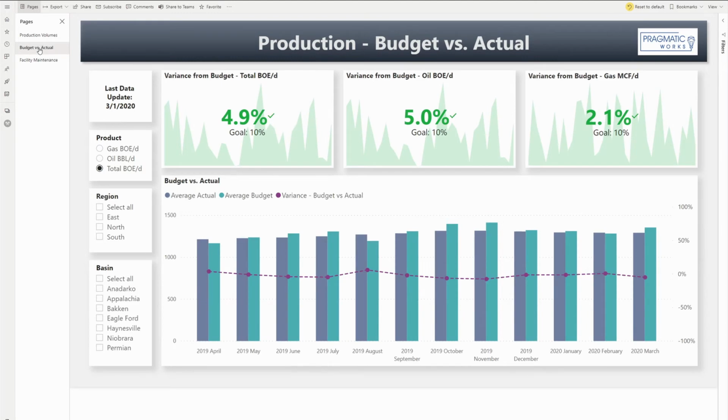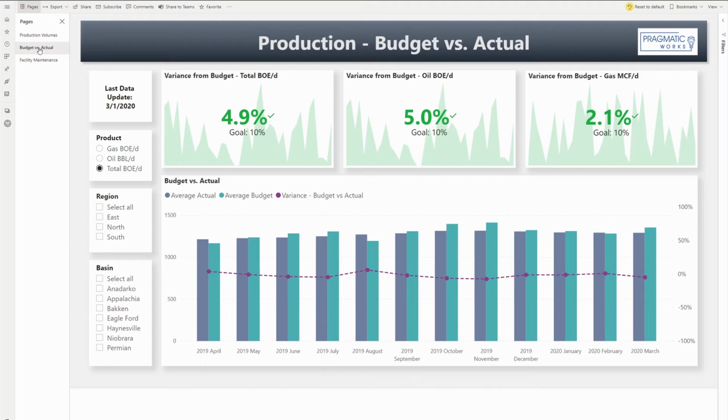The Budget versus Actual tab provides visualizations for comparing the forecasted production volume versus actual production. The top level again features 3 key performance indicators: forecast versus budget variance for oil and gas combined, oil, and gas. The primary visual is a clustered column chart that shows the budget and actual volumes for the previous 12 months, along with a line indicating the variance between the two.